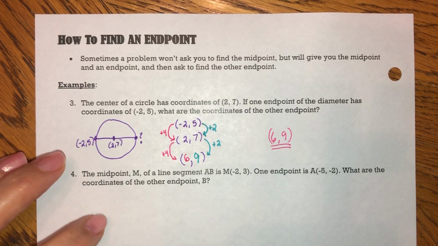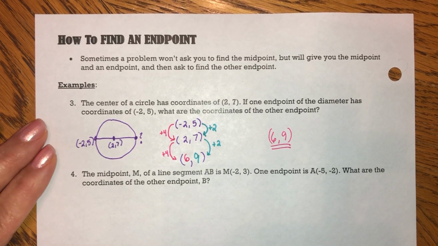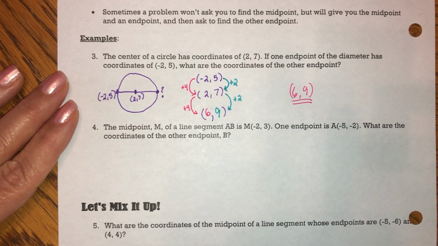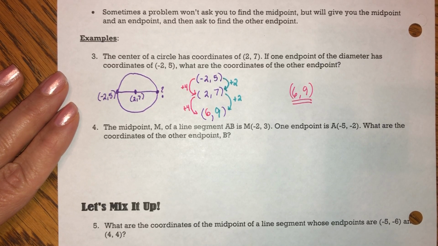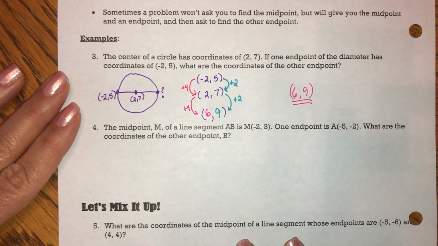So I'm going to show you one more problem like that here with number 4. The midpoint M of line segment AB is (-2, 3). One endpoint is A (-5, -2). We want the coordinates of the other endpoint B.